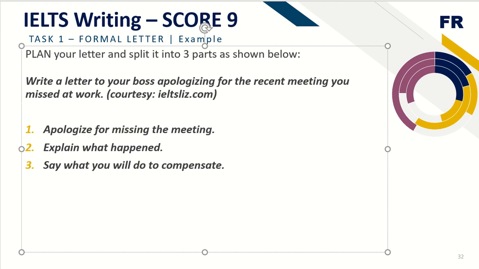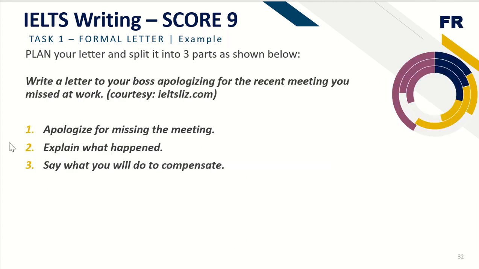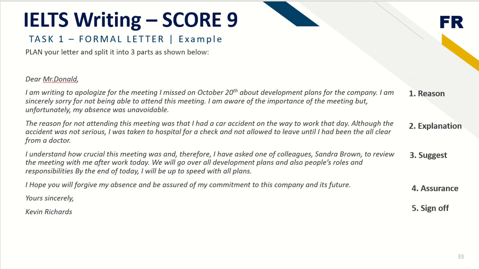So let's move on to the second paragraph where you provide an explanation, meaning what was the reason why you missed the meeting. So let's see how that's done. Now that's given here already. Explain what happened. I'm trying to correlate this with the format so that it becomes much easier for you with respect to any topic that you take up. So let's go to the explanation part.